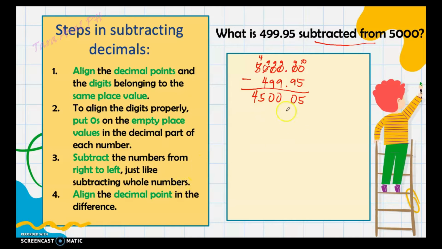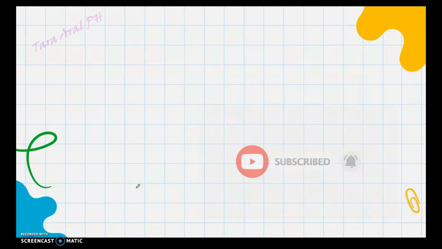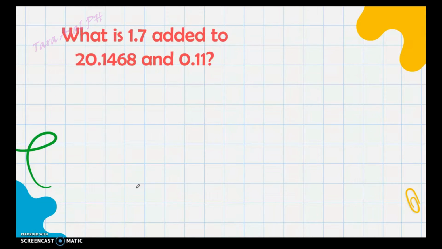Then align the decimal point in the difference. If you want to check if your answer is correct, you may add the subtrahend and the difference and make sure that you get the original number, which is 5,000. So we have 10, carry 1, 10, carry 1, and so on. Okay, so a total of 5,000. Then our answer is 4,500.05. Let's have more examples here.